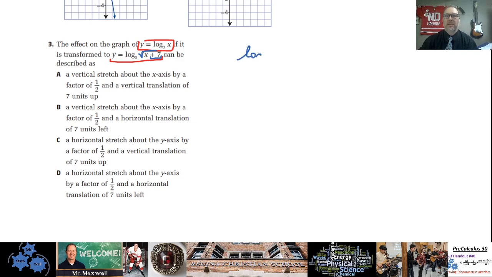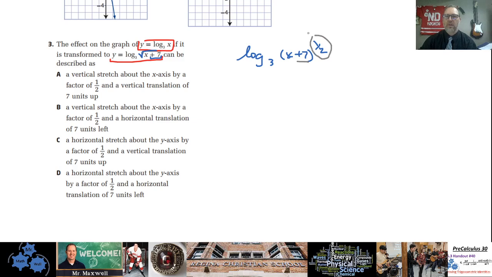So I'm going to rewrite this as log base 3 of x plus 7 to the power of 1/2. So remember that a radical, or root sign, square root sign, can be written as the power of 1/2. Okay, so that helps. I see this and I see this.